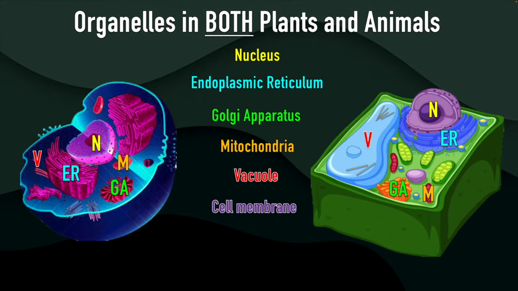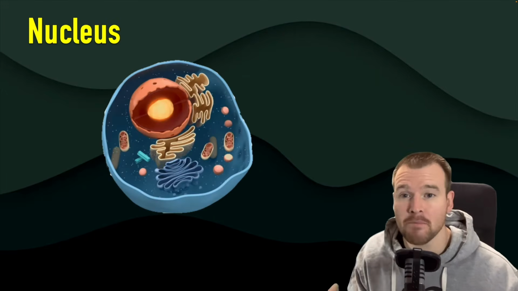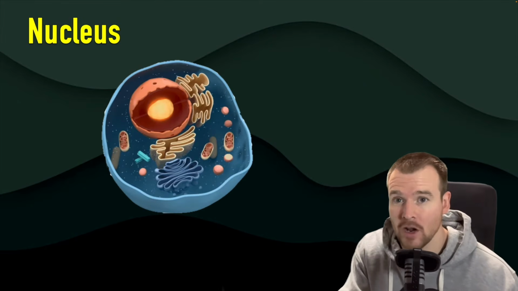The cell membrane, which is wrapping around the animal and the plant cell. And our last part, which is the cytoplasm, which is kind of like the fluid that fills up both plant and animal cells. Okay, let's take a more detailed look at each one of these, starting with the nucleus.